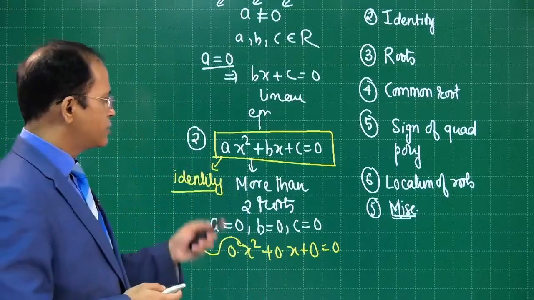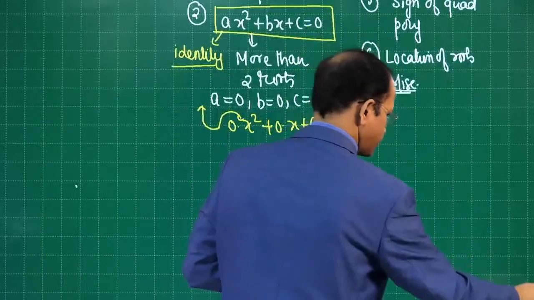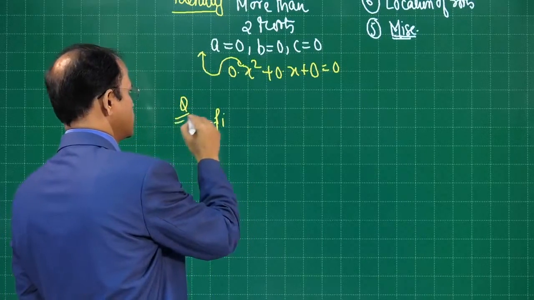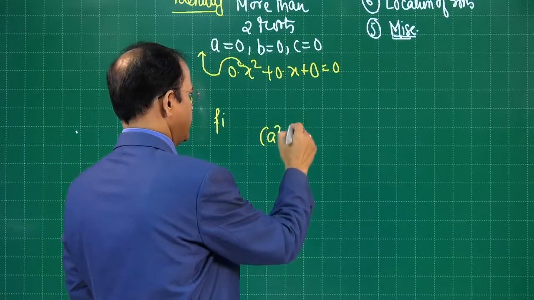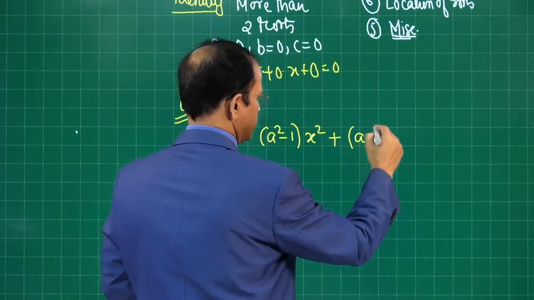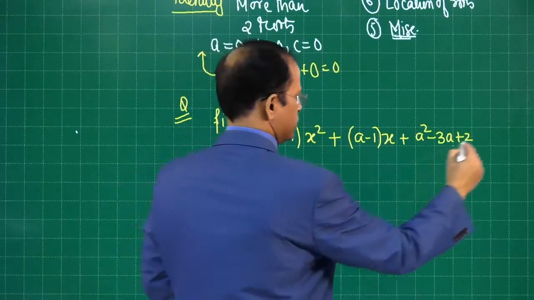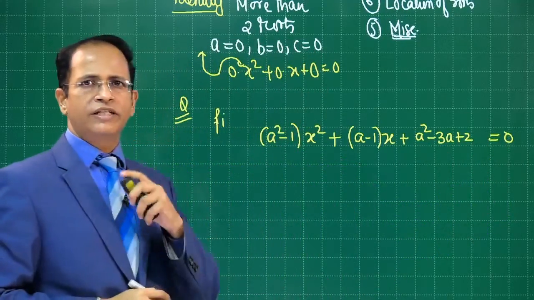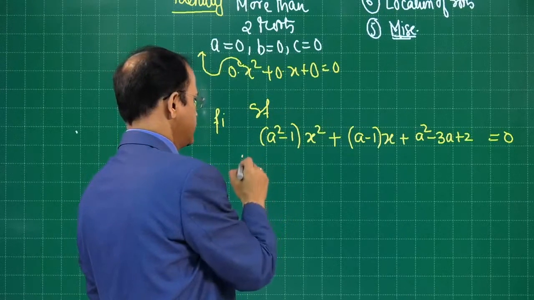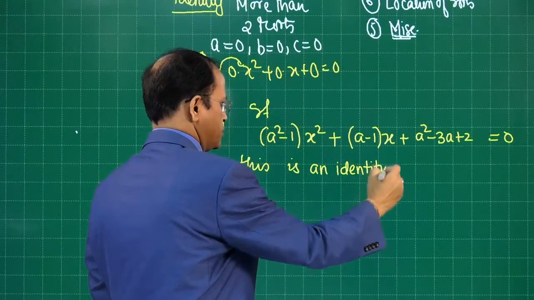So we can see here, we have been given these two equations. I have converted it into an identity, and this is the way. Now, if I talk about identity, sometimes it may happen that a question is asked, say you have been given a square minus 1 into x square plus a minus 1 into x plus a square minus 3a plus 2 is equal to 0. And this is an identity, and we have to find the value of a. This is an identity, right, students? And we have to find the value of a.